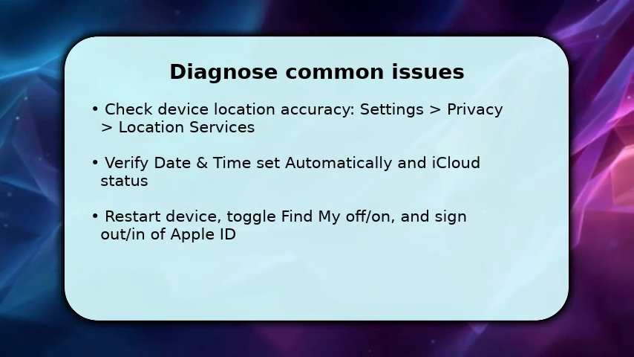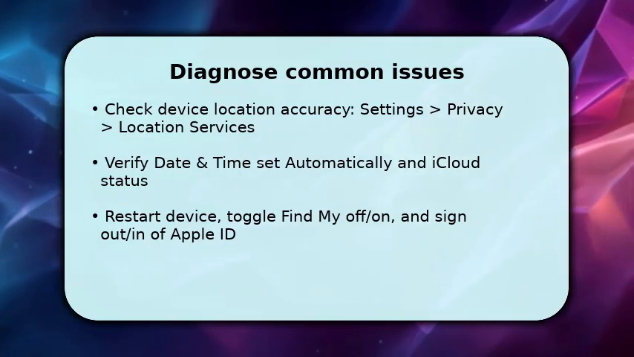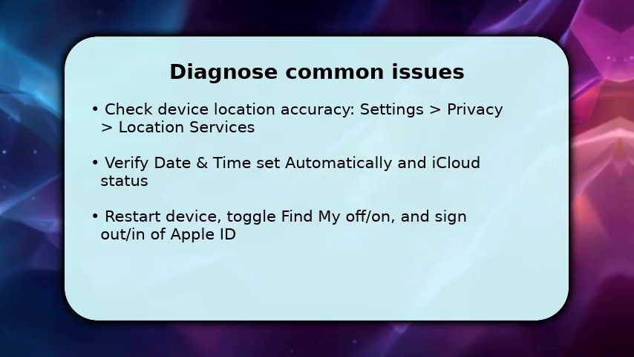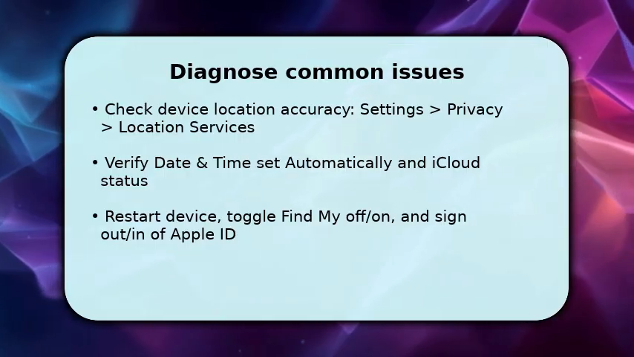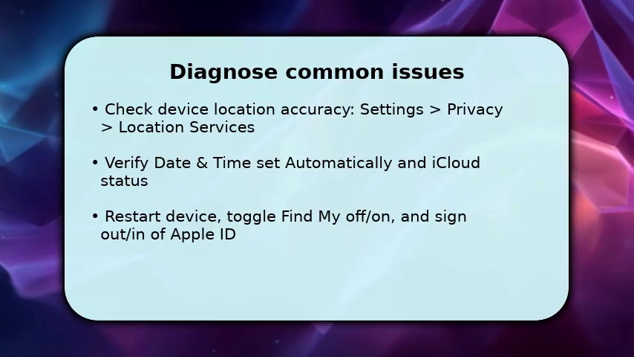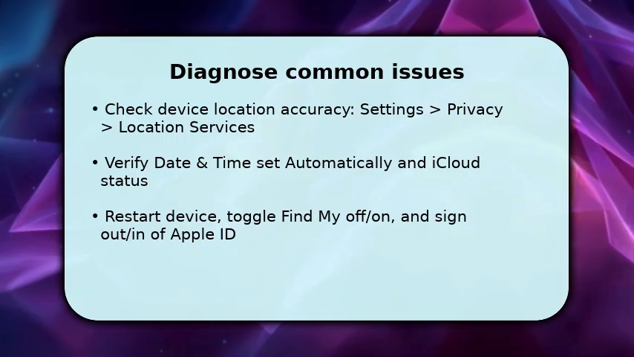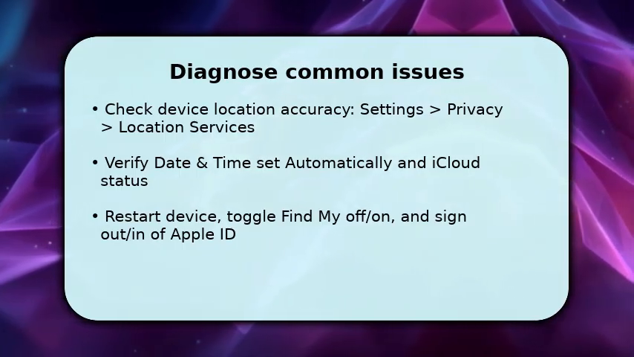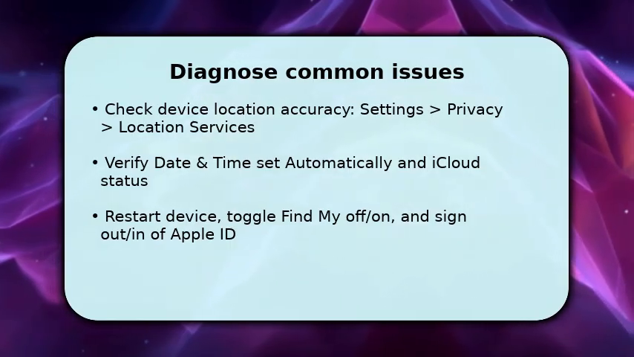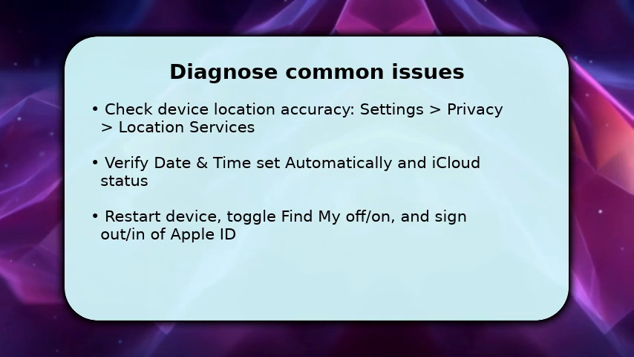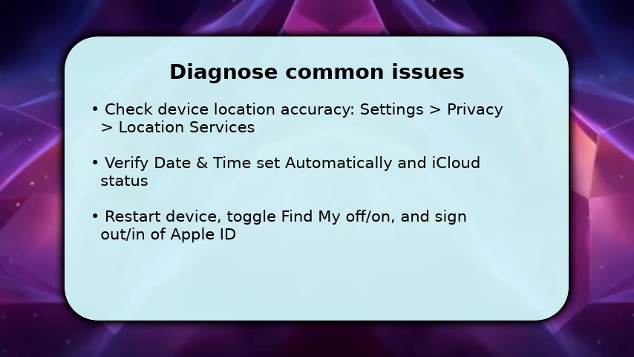You now diagnose the middle steps, verify location services accuracy in privacy settings, and set date and time to automatic so timestamps match iCloud. Next, go to iCloud settings and confirm Find My shows the device. If it doesn't, sign out of your Apple ID and sign back in. Once you sign in, restart the device to refresh network and location services. If needed, toggle Find My off then on again. This often resolves stuck registration or visibility problems by forcing a new connection to iCloud.